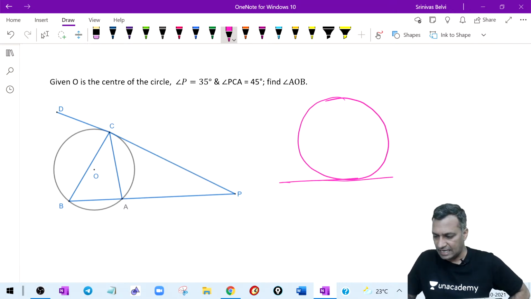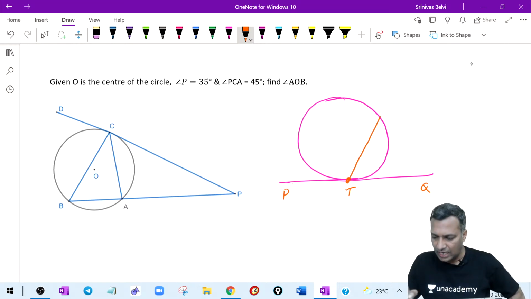If I have a tangent, what is the requirement? I have a tangent, and from the point of tangency, let's say this is T, this is P, this is Q, I have a chord. It need not go through the center. Let me call this chord AT. From the point of tangency, I have a chord.